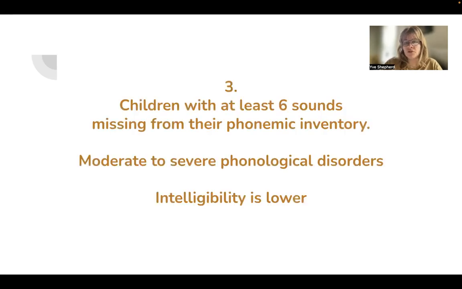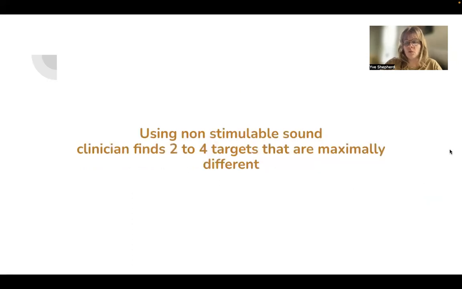So the first thing the video goes over is that this approach is used for children with at least 6 sounds missing from their phonemic inventory, and it's used for moderate to severe phonological disorders in cases where intelligibility is low. What's really important is that in this approach, we use only non-stimulable sounds, which means sounds that are not in the child's phonemic inventory. So what the clinician does is find 2 to 4 target sounds that are maximally different from each other using this technique of the distinctive feature analysis.